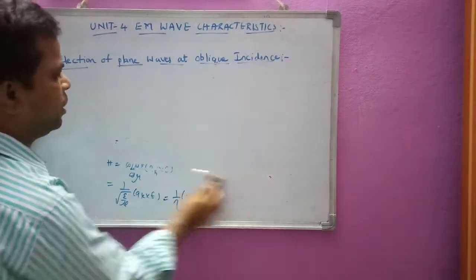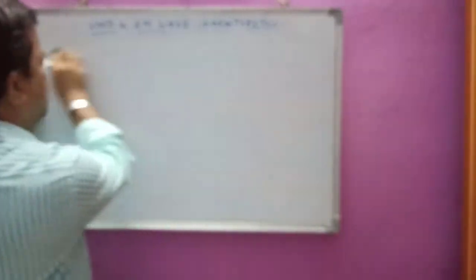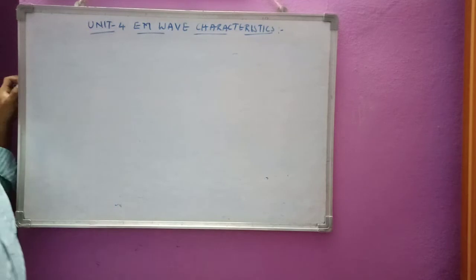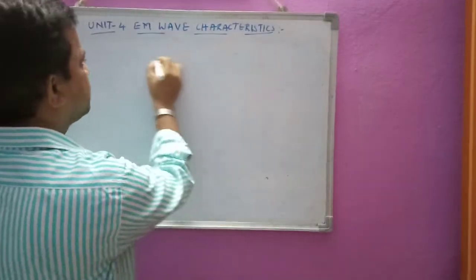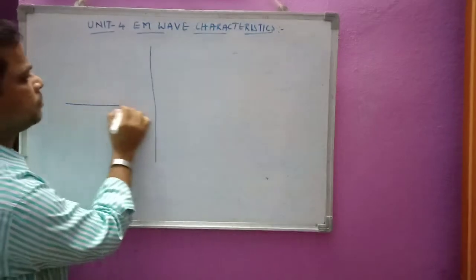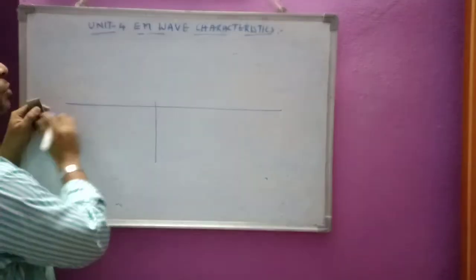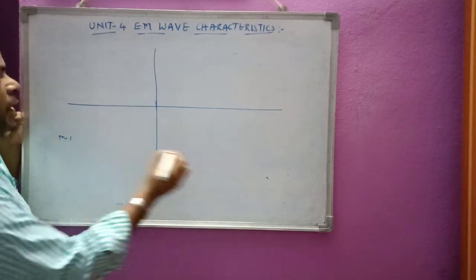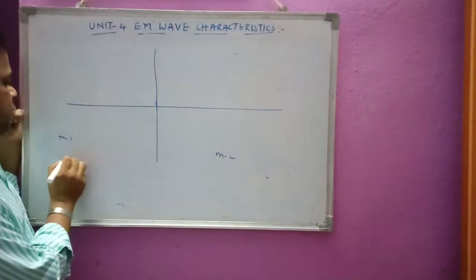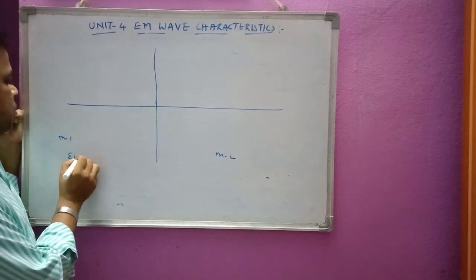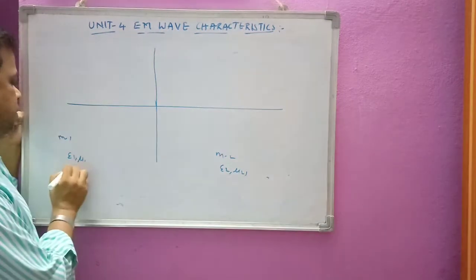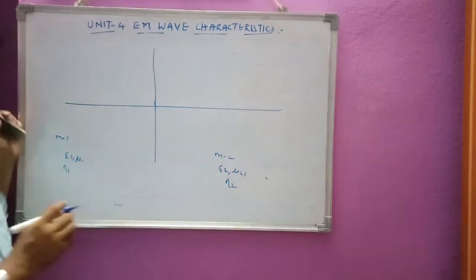Next I will try to draw the oblique incidence diagram. We will consider the oblique incidence of a uniform plane wave at a plane boundary. Let me take the diagram here. We are having two mediums, medium 1 and medium 2. Medium 1 has constants epsilon 1, mu 1, and medium 2 has epsilon 2, mu 2, and similarly eta 1 and eta 2 are the intrinsic impedances of medium 1 and medium 2.